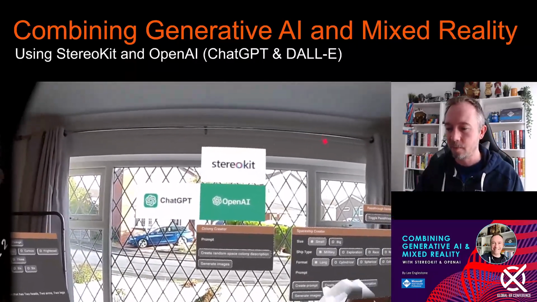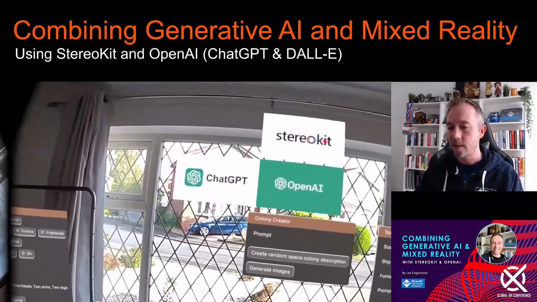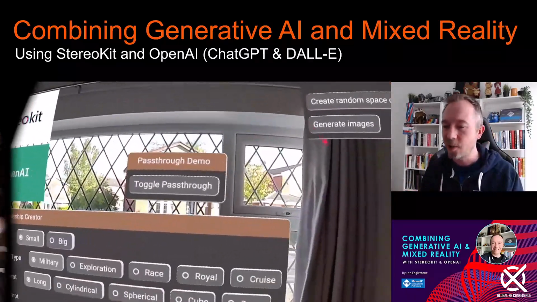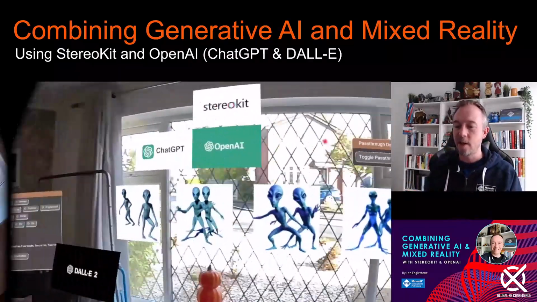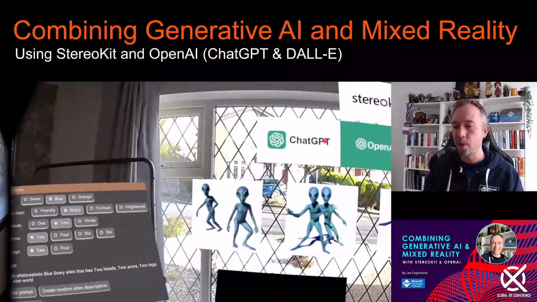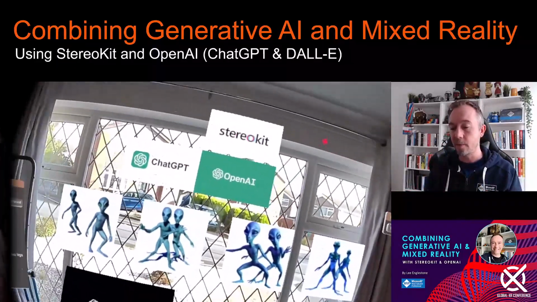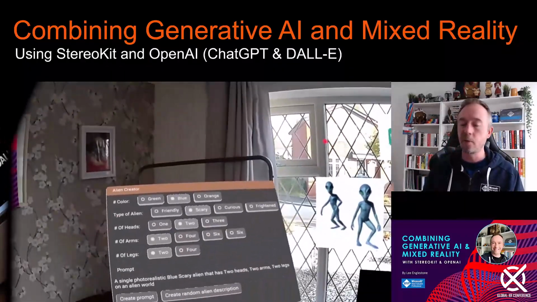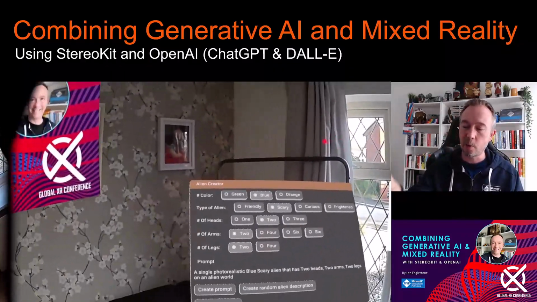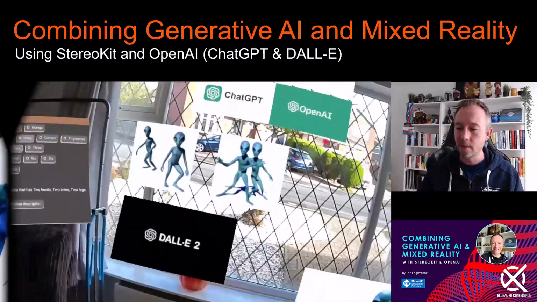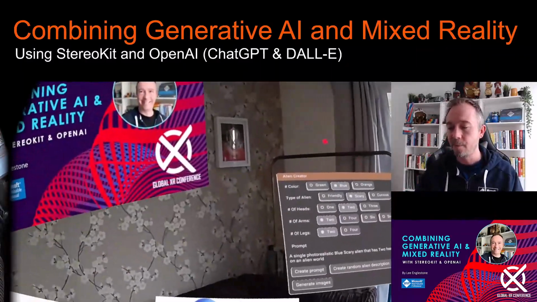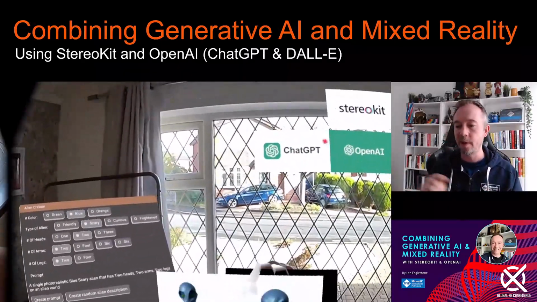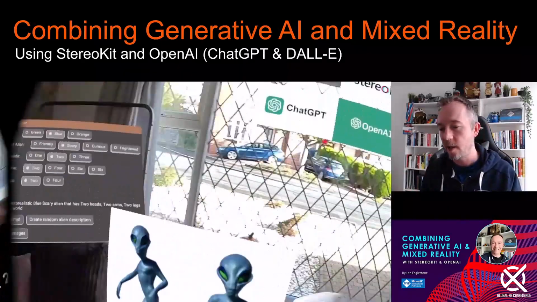It's very, very good. So here, what I'm showing is I've got this alien creator, and I can either say click, put me a blue curious alien with so many heads, and it's gone off to DALL-E, created those images, and I can move them around. And the cool thing about StereoKit is I can point at them and grab them, and they will come to me. That's pretty neat.